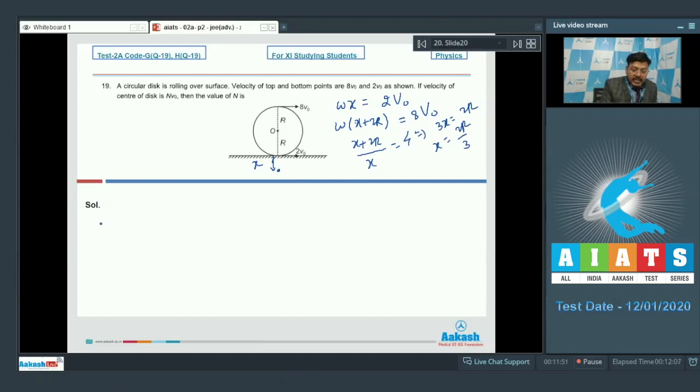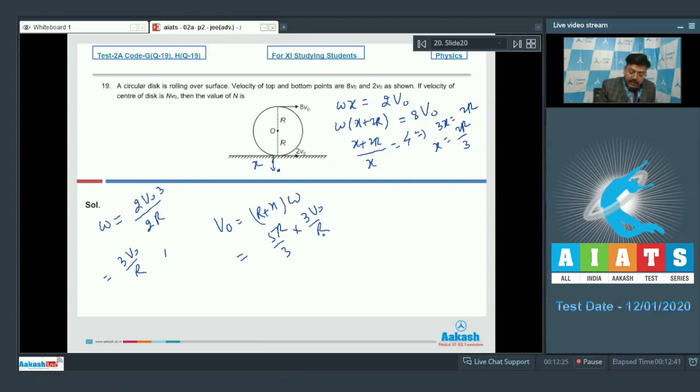The value of omega is simply 2v0 by 2r by 3, or simply 3v0 by r. So the velocity of point O is equal to r plus x into omega, and the value of x we already have, so r plus x will be 5r by 3. Omega we have found as 3v0 by r, so this is simply 5v0. So the value of n comes out to be 5, and the answer to this question is then 0.5.